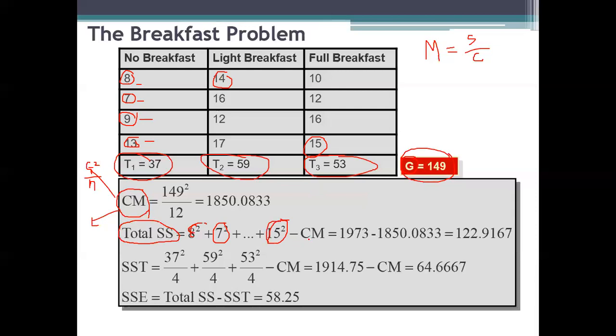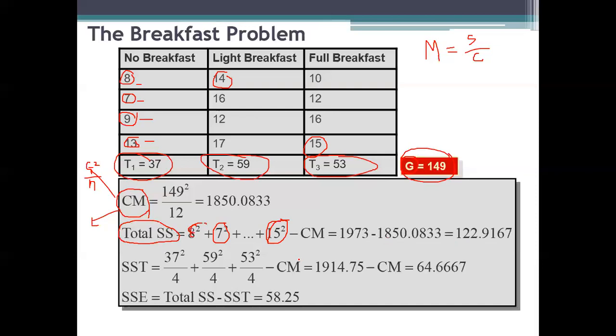And then minus CM. What is CM? CM is 1850. So the total SS is 1973 minus CM, which is 1850.0833. Then you will get 122.9167.